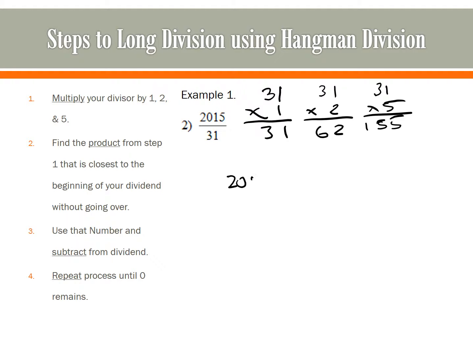We've got 2015 divided by 31, and we're making this a hangman division. Whoa, crazy line. All right, so we look at the 2 here, and we look at these 3 numbers, and the only number that starts with a number less than 2 is the 155. And so we're going to write that 155 right here, and we're going to add in an extra 0 there, which means that we're multiplying 31 times 50. 31 times 5 is 155, and 31 times 50, we just add a 0.